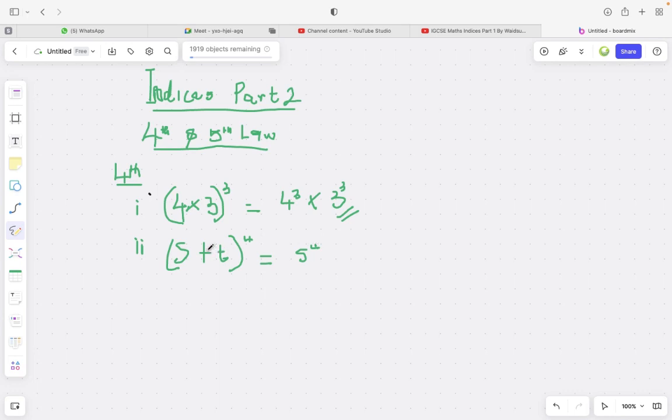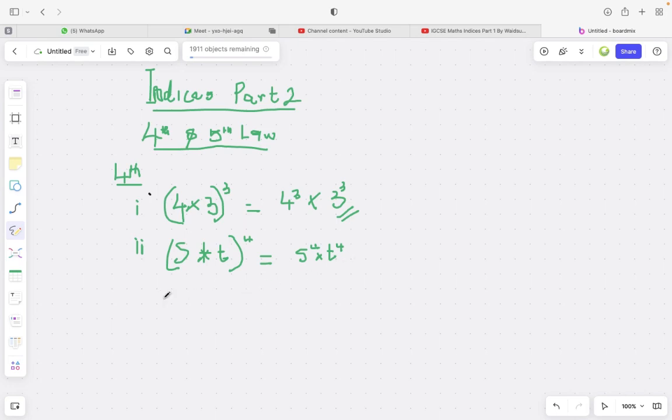Sorry, this one is multiplication. Then this one will become s to the power of 4 multiplied by t to the power of 4. So the power outside is talking to both things that are inside the bracket. That leads us to a general law called the fourth law.